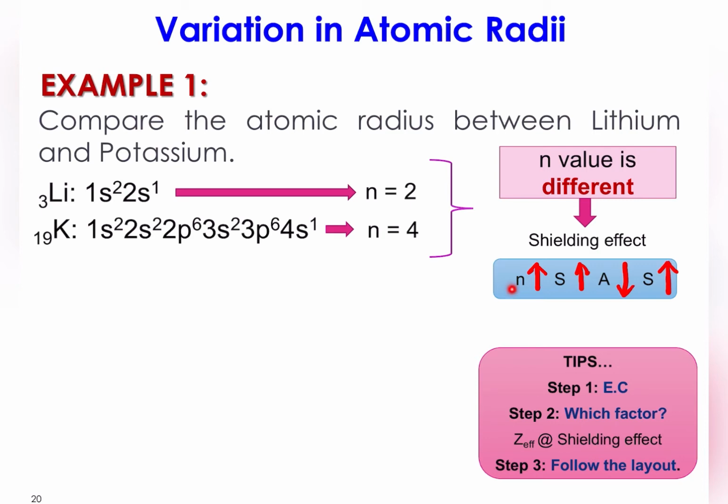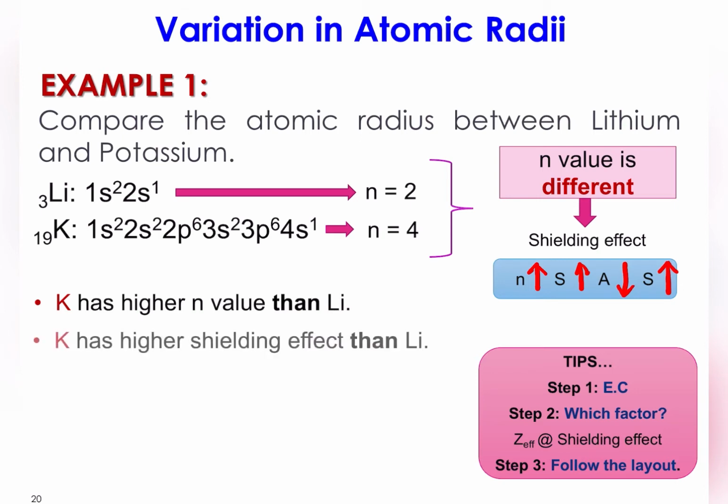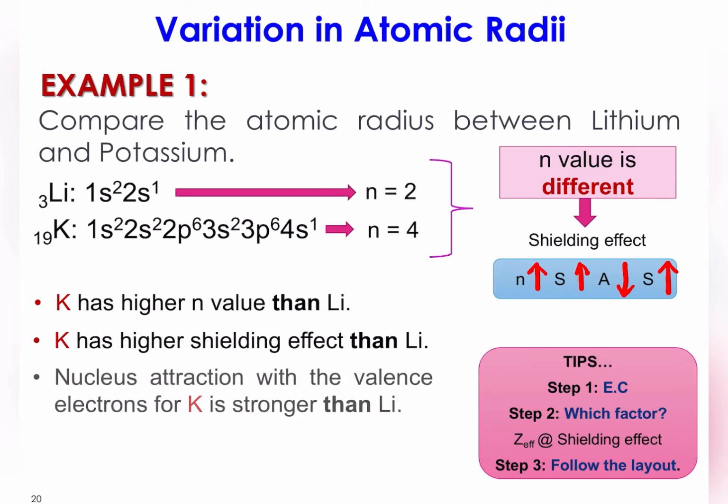Then the first sentence, I will talk about the N value for K, as I see here, is higher than Li. So, K has higher N value than Li. Settled for 1 mark. And then next, K has higher shielding effect than Li, just as the second acronym is for shielding effect. And then next, nucleus attraction with the valence electrons for K is stronger than lithium. And then K has bigger atomic size than lithium.